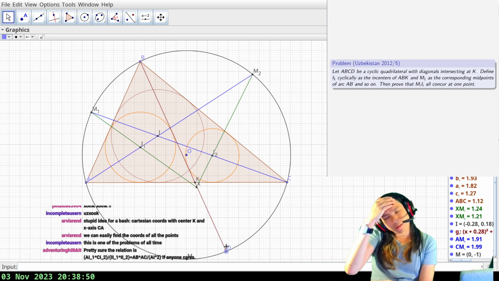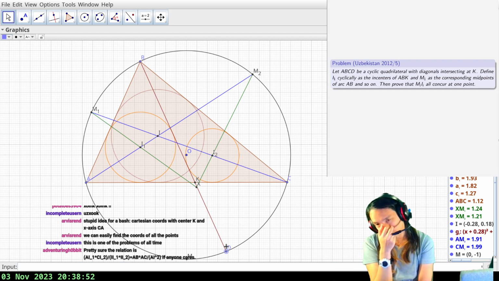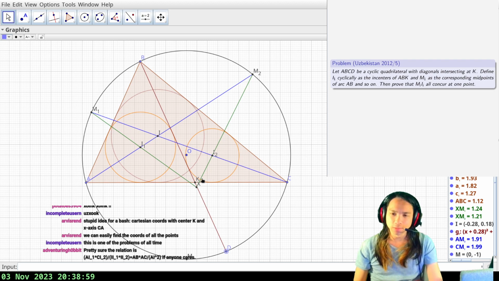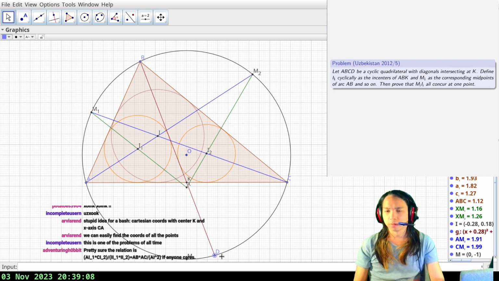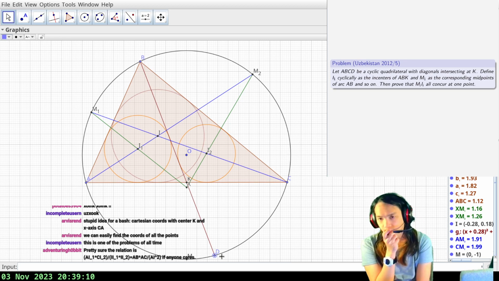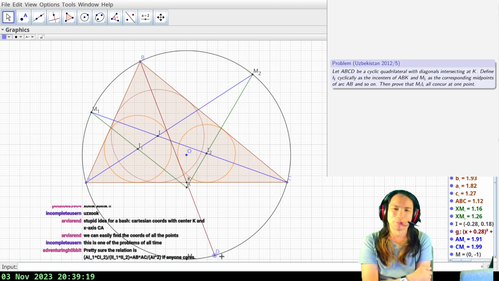I happen to know offhand that I1 I2 meets line AC at some nice point. I think it's the... Oh, that's not what I thought it was. Never mind. Well, actually, maybe the Cartesian bash is not that bad.